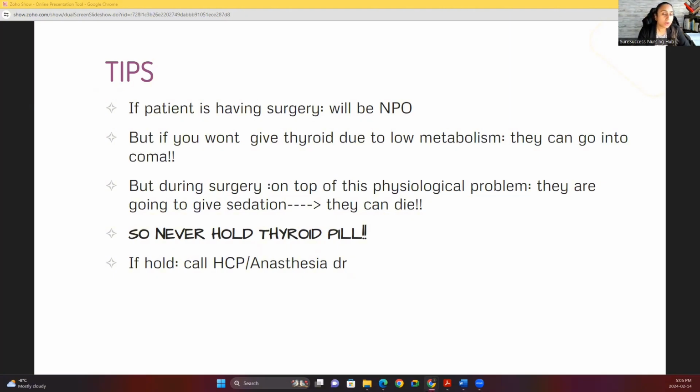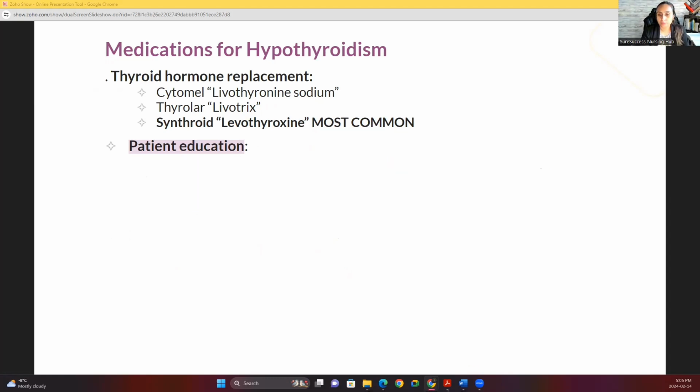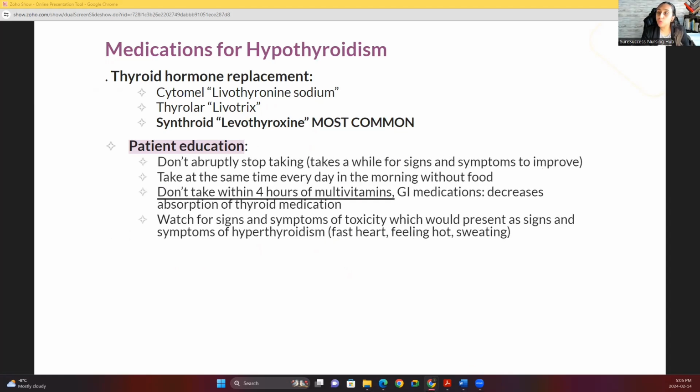So in myxedema coma, we have studied these are some of the tips on thyroid medication. And what are the education tips for the thyroid pills? Very important. The common thyroid medication we give is levothyroxine. All right. And what are we going to teach the patient? First of all, you tell me at what time you take the thyroid pill. Everybody knows: empty stomach in the morning. Early in the morning. All right.